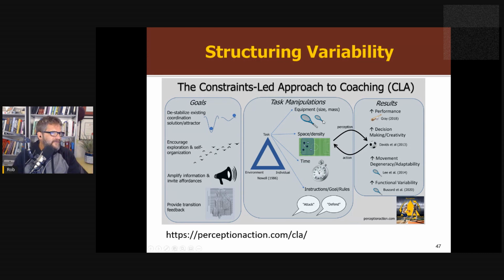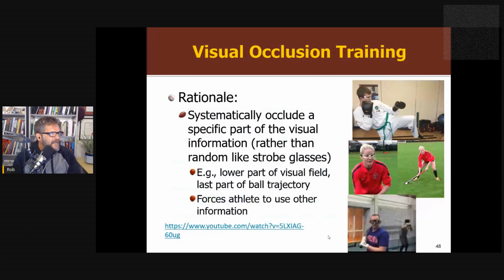And we're going to give them feedback as well. And if you were interested in more on the constraints-led approach, this is the page I've developed for collecting the research and describing it. But basketball, we've seen this. One of the common ways this has been used in basketball, some great research by Raul Oudejans, is using visual occlusion training. This is one of my favorite examples of using a constraints-led approach.